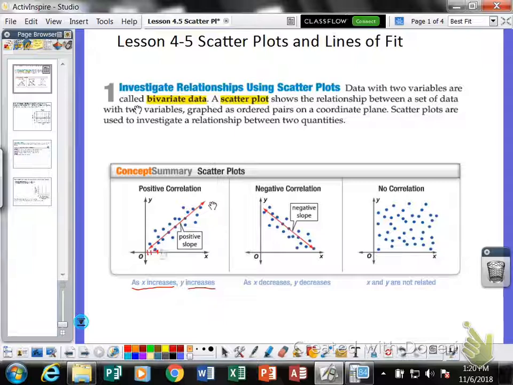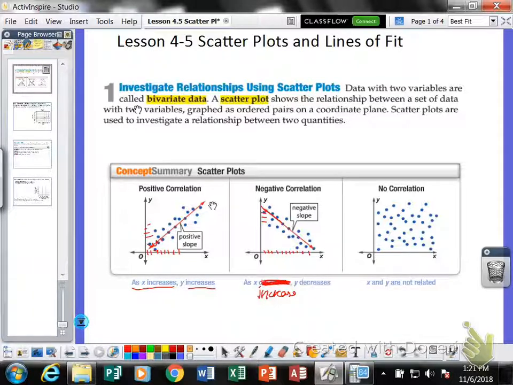Then you notice down here it says, as x increases, y increases. So as I move along my x-axis, we're also noticing that y is increasing as well. And then in the next one, we notice that the points are still very close together, and it's kind of making a negative slope. So we have negative correlation. Or I'm sorry, scratch that. This should be as x increases, so we're still increasing x, we notice that y is decreasing though.